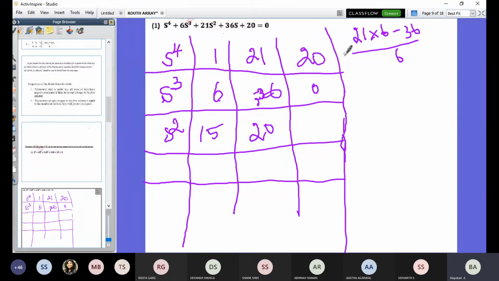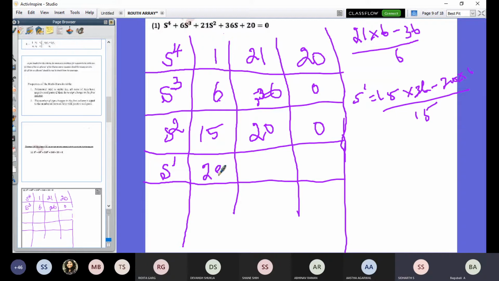So next, obviously here it should be 0, here it should be 0. Next, S power 1. What is S power 1? 28, 0, 0. So we have to substitute 15 into 36 minus 20 into 6 divided by 15. Correct? What is the answer? 28. Okay, dear.